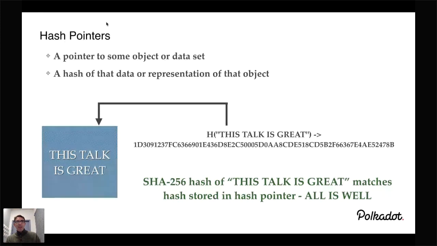And so whenever I go to check whether anything changed in what I'm pointing to here, I can double check "this talk is great" and I get the exact same hash. If I run the SHA-256 function on "this talk is great," I get 1D309, whatever, and all is well.